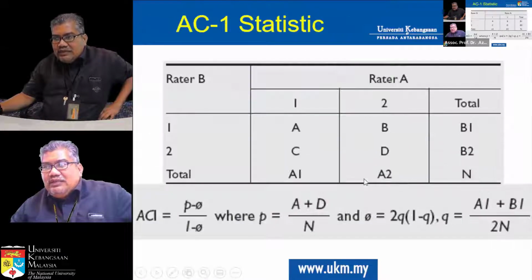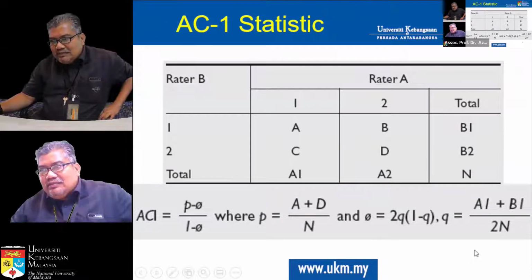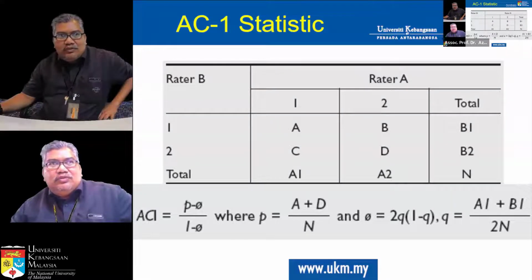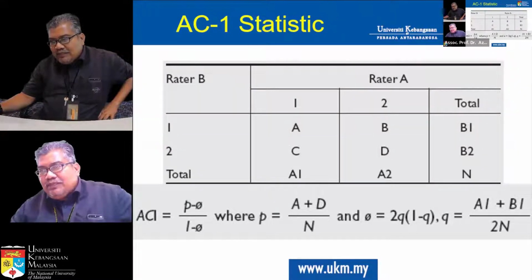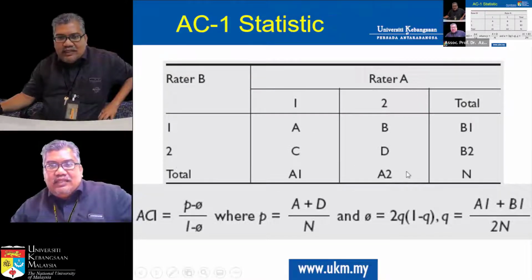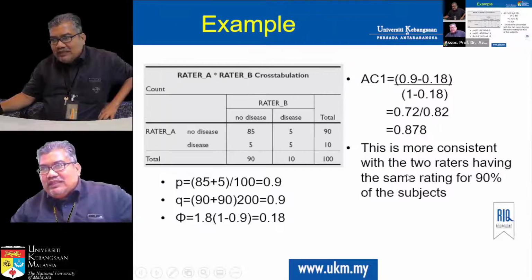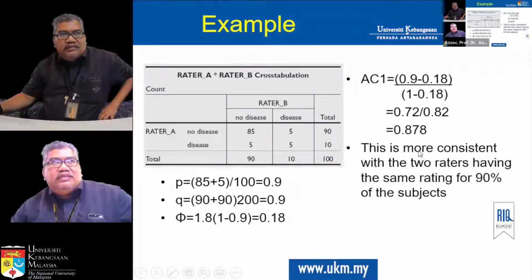Then you have to do the AC1 statistic, and this is the formula for the AC1 statistic. Complicated like hell, even worse, you cannot do it in SPSS. So I'm just here to introduce you to the concept of AC1. If you have a low value of agreement in one of the cells, you cannot use kappa, you have to use AC1. Here's the example given. Instead of a kappa of only 0.44, the AC1 is higher at 0.878.